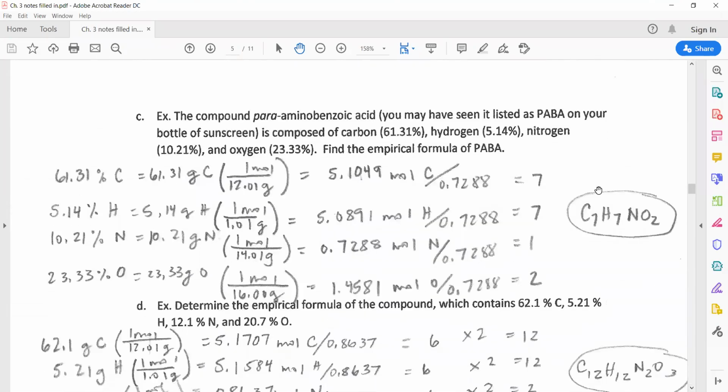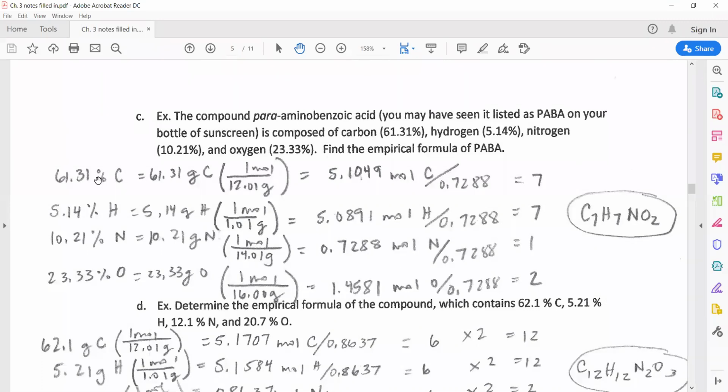So here's an example, PABA. You've probably seen this on sunscreen. It's composed of carbon, which is 61% of its mass, hydrogen, which is 5%, nitrogen 10%, and oxygen 23%. So we know that the formula is going to be made up of C's, H's, N's, and O's. What we're trying to determine is the simplest ratio, so what these subscripts are.